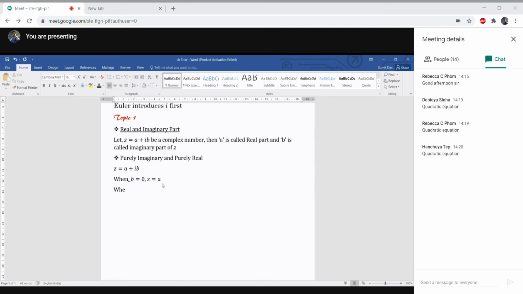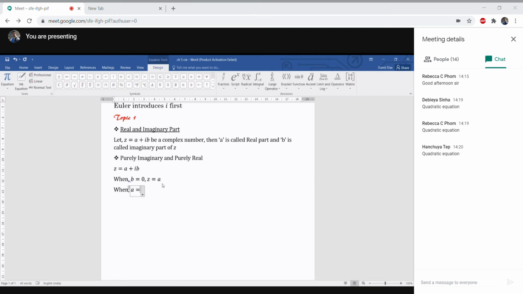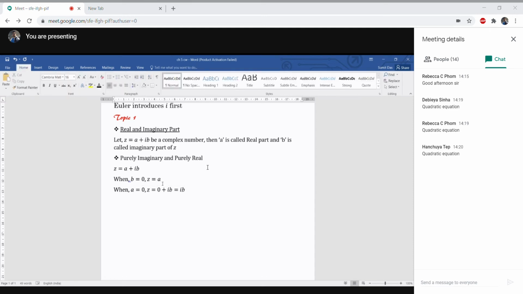Okay, now we saw when b equal to 0. What about when a equal to 0? If a equal to 0, what will be the value of z? z will be 0 plus i into b, which is equal to ib, right? That means when the real part is 0, it will be a purely imaginary number. Why? Because here there is no real part. So it is called a purely imaginary number.